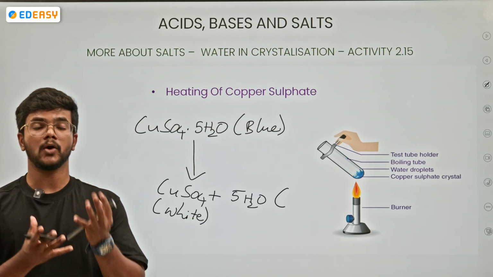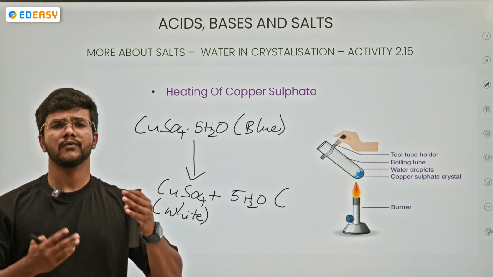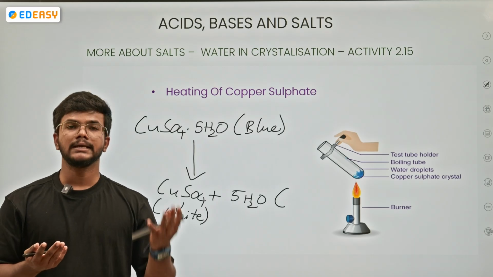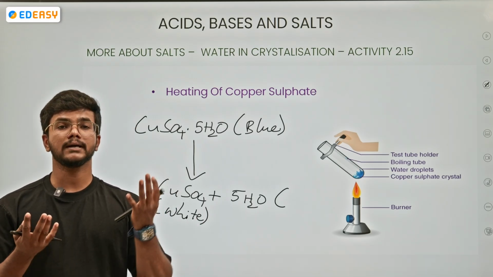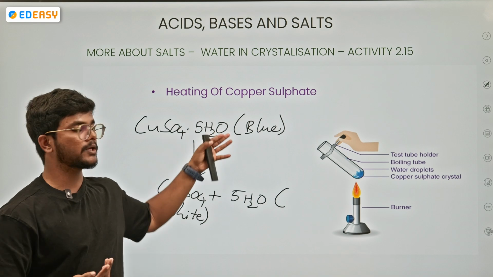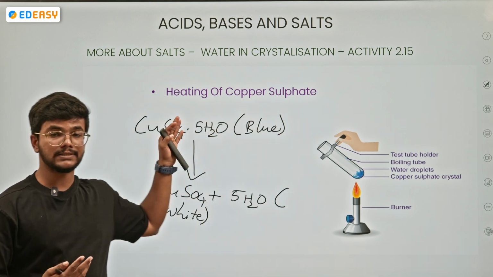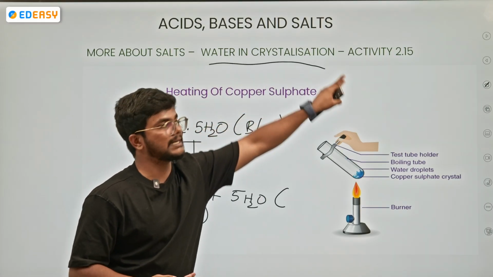Why is the color of the copper sulfate changing? Because the aqua molecules from the copper sulfate are being evaporated. Why not the copper sulfate? Because we know the boiling point of water is very low. That is why the 5 aqua molecules from the copper sulfate are evaporated. So this is the example for water of crystallization.